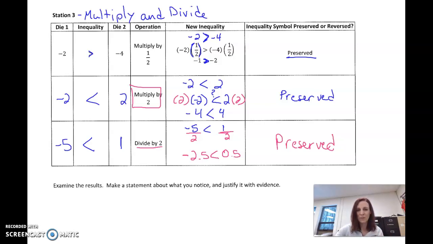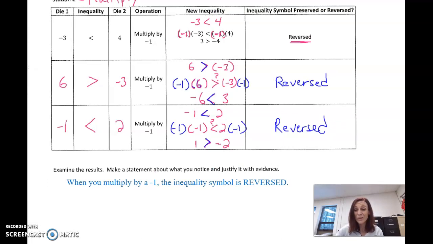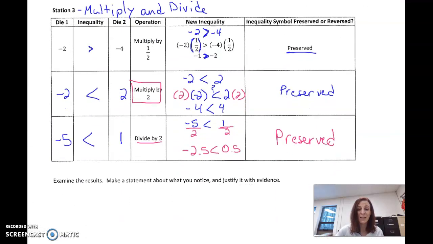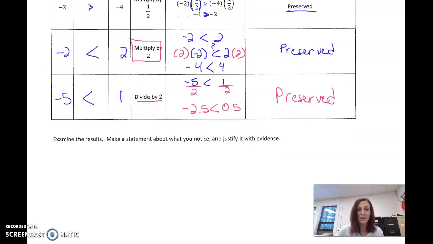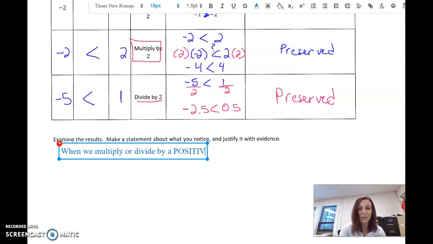What was the difference between these numbers and these? I know these were all ones, but notice they were negatives. Okay, so when we make our statement here, what we're going to say is that when we multiply or divide, because it worked for divide, by a positive, remember I told you there's more to it, positive number, the inequality symbol is preserved.